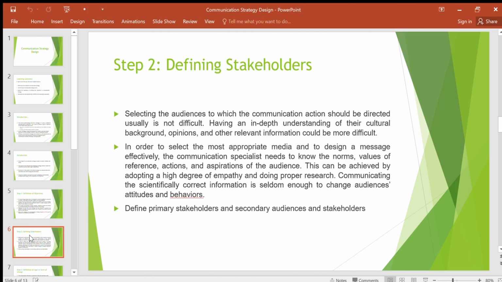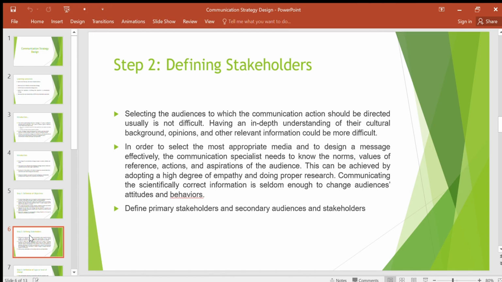Let us move to the second step, defining stakeholders. Selecting the audiences to which the communication action should be directed usually is not difficult. Having an in-depth understanding of their cultural background, opinions, and other relevant information could be more difficult. As you all know, each and every person has their own opinion, their own cultural background, and their own way of perceiving things. These may not be very easy for someone to know or to really understand. How about your opinion?